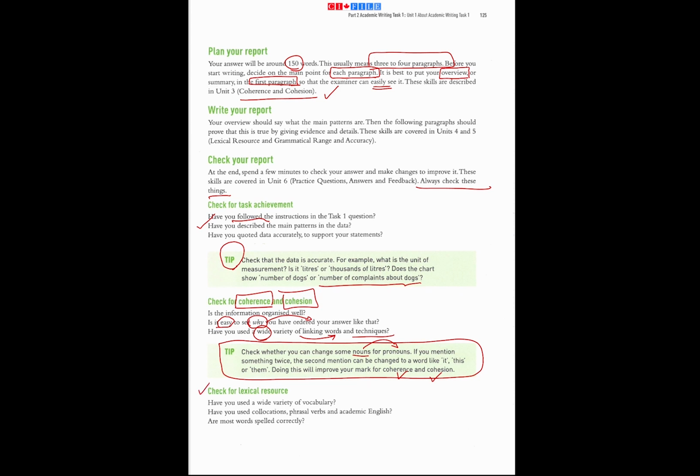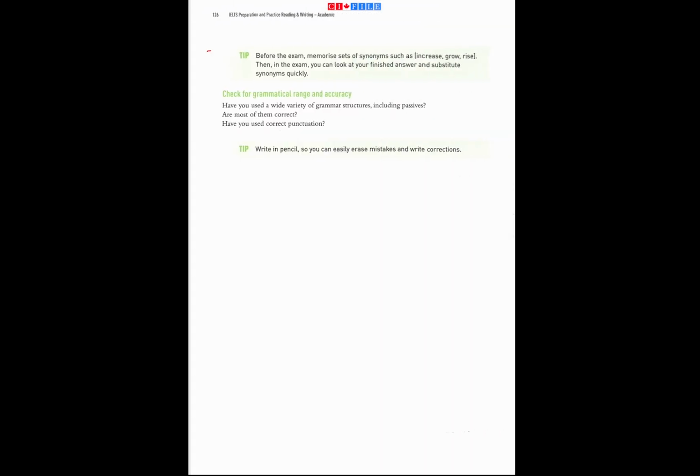Check for lexical resource. Have you used a wide variety of vocabulary? Have you used collocations, phrasal verbs, and academic English? Are most words spelled correctly? Before the exam, memorize sets of synonyms such as increase or grow or rise. Then in the exam, you can look at your finished answer and substitute synonyms quickly.